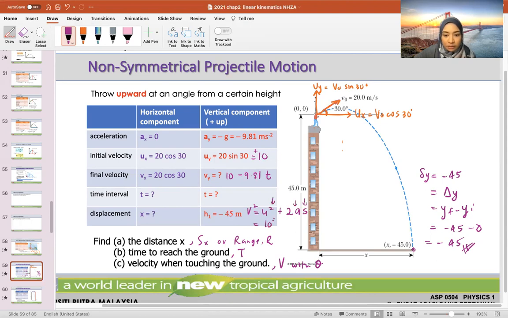So this is 10 squared minus 9.81 minus 45. Our S is minus 45 in the Y. The 9.81 is minus, and this is actually plus, so minus will become plus. So 100 plus 2 times 9.81 times 45. Okay, 982.9. Did I calculate this correctly? 100 plus 2 point. Is it right?